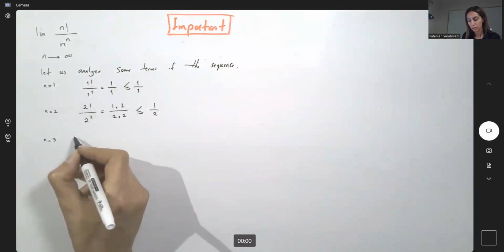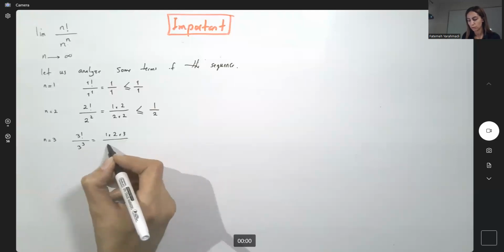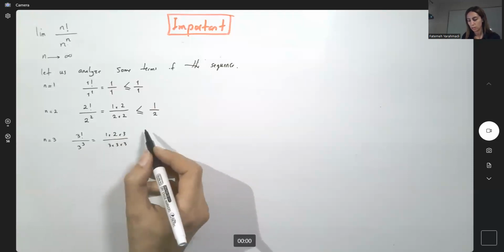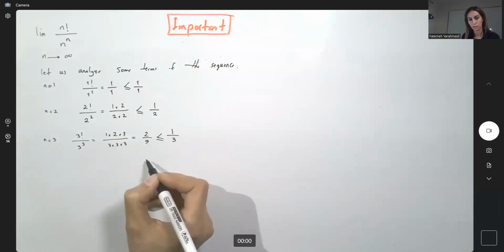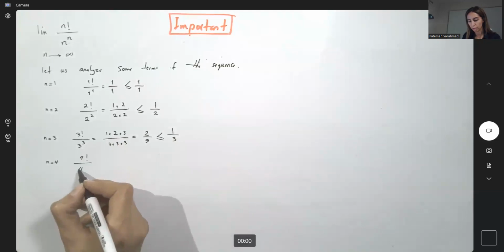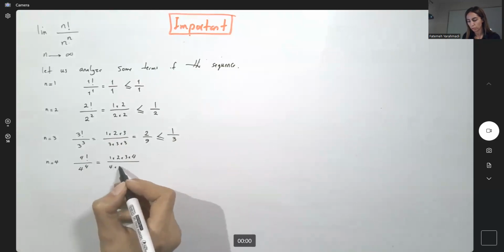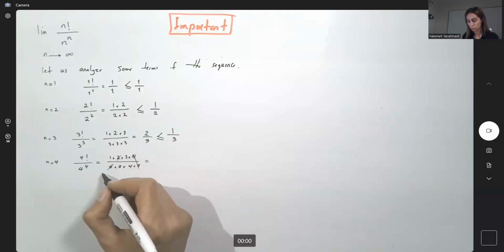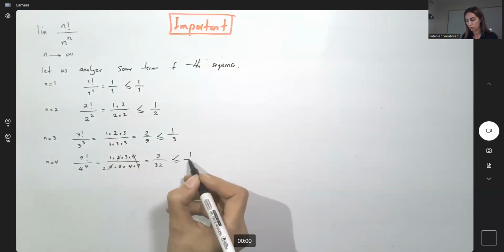When n is equal to 3, we have 3 factorial divided by 3 to power 3, or 1 times 2 times 3 divided by 3 times 3 times 3, which is 2 divided by 9, which is less than or equal to 1/3. Always true. If n is equal to 4, 4 factorial divided by 4 to power 4, or 1 times 2 times 3 times 4, divided by 4 times 4 times 4 times 4. Well, here you can just simplify this. This is going to be 3 divided by 32. Again, this is less than or equal to 1/4.